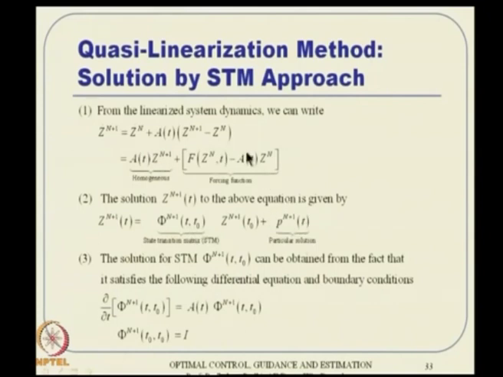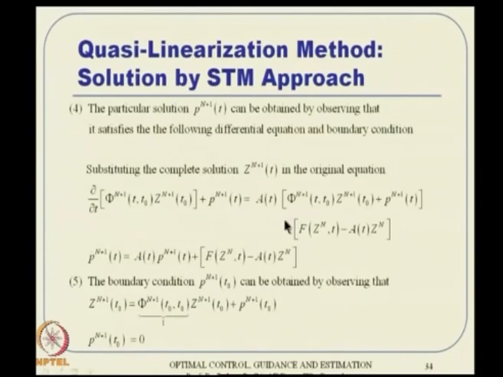Now, the state transition matrix, as we know, will satisfy the same differential equation with this boundary condition. So, this is clear. We can integrate it and get some updated values and all that. So, this value will be available with us. Now, what is not available is this one actually. So, let us see how you get that.